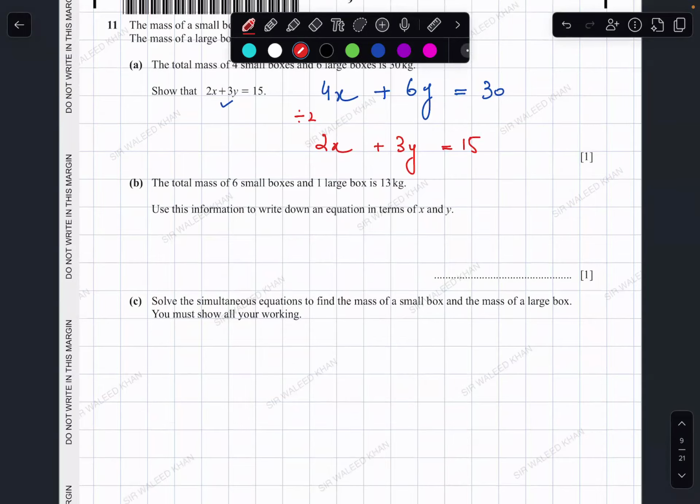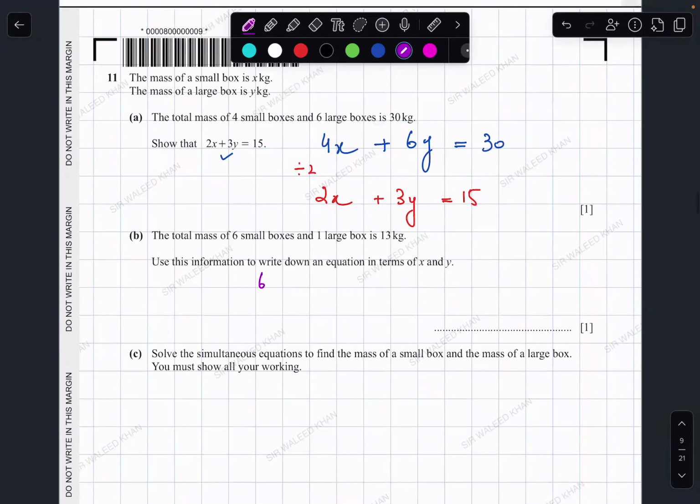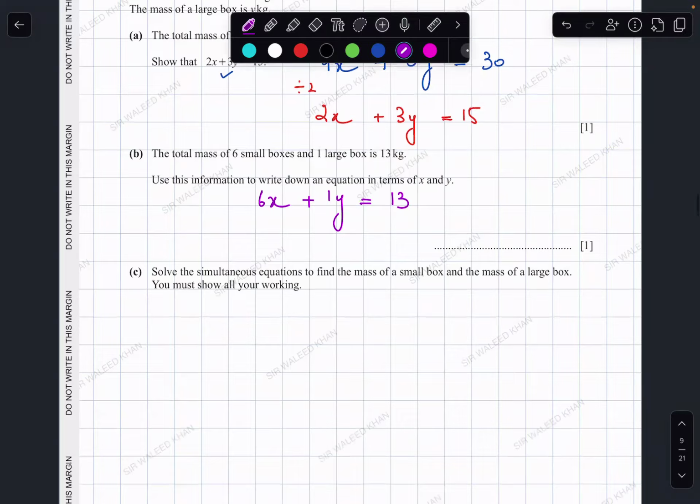Now, the total mass of 6 small boxes and 1 large box is 13 kg. Use the information to write an equation in terms of x and y. Basically, they want us to make another equation. Small boxes are representing x, so 6x, plus large box y, and they should be totaling to 13. So this is another equation. Okay. 6x plus y is equal to 13.